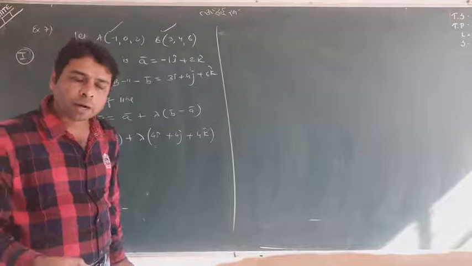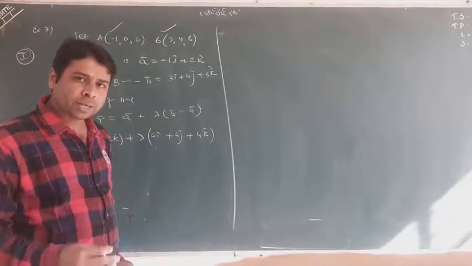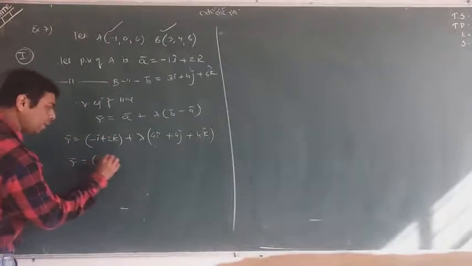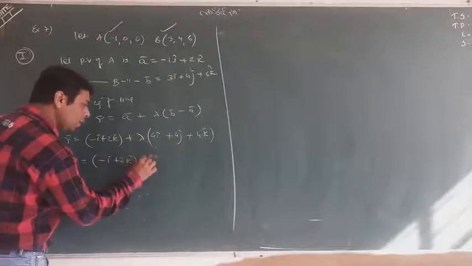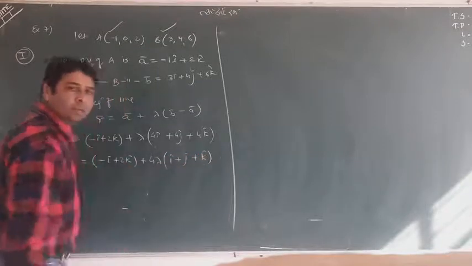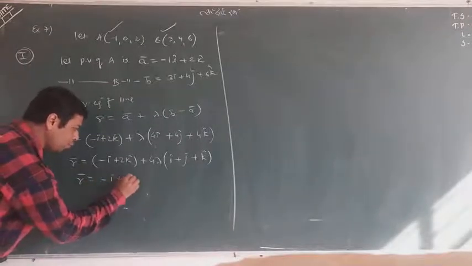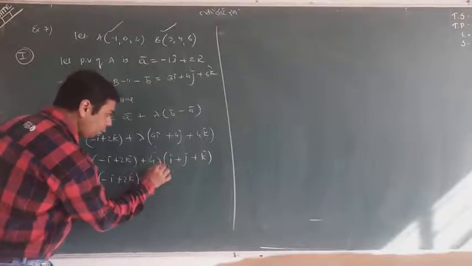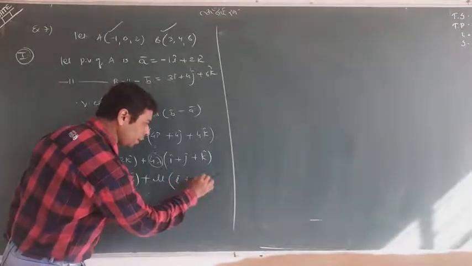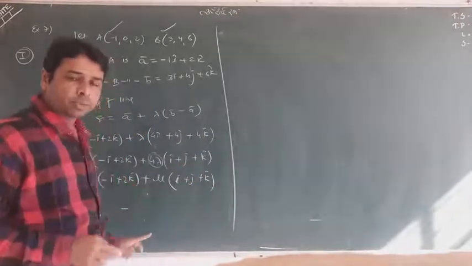You can also do some editing on that and modify the answer. How can we modify it? You can take 4 common. If you want to leave your answer right here, it is acceptable. Still, if you take 4 common, it will be i, j and k. So r = -i + 2k + 4 lambda (i + j + k), and you can call 4 lambda some other constant like mu. All of these are acceptable. This is the vector equation.